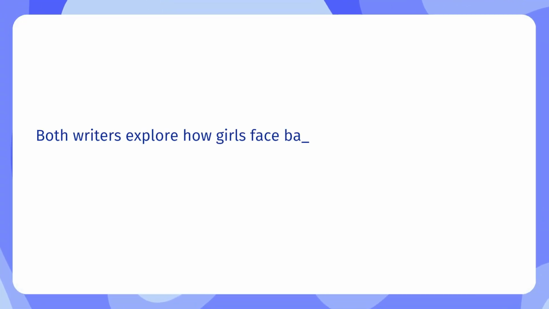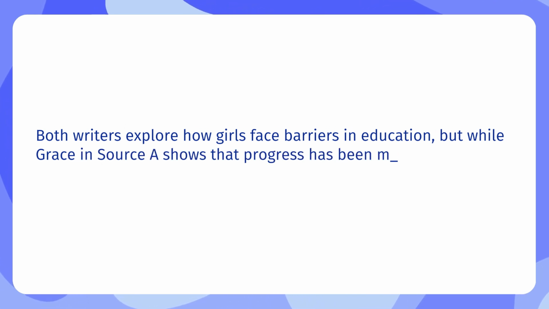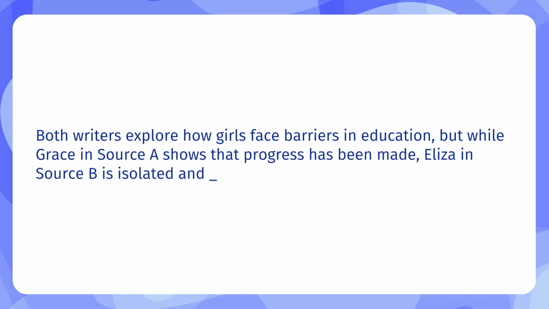Now, we previously decided that both texts explore barriers for girls, but with contrasting perspectives. Optimism in source A, isolation in source B. So, here's a strong overarching point. Both writers explore how girls face barriers in education, but while Grace in source A shows that progress has been made, Eliza in source B is isolated and dismissed. Simple, clear, effective.